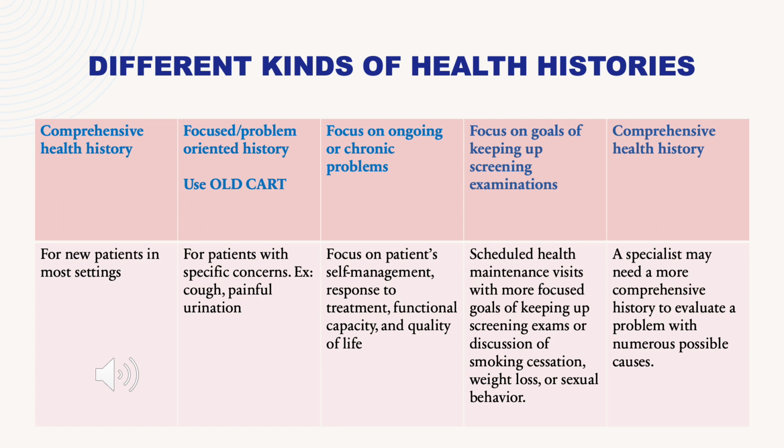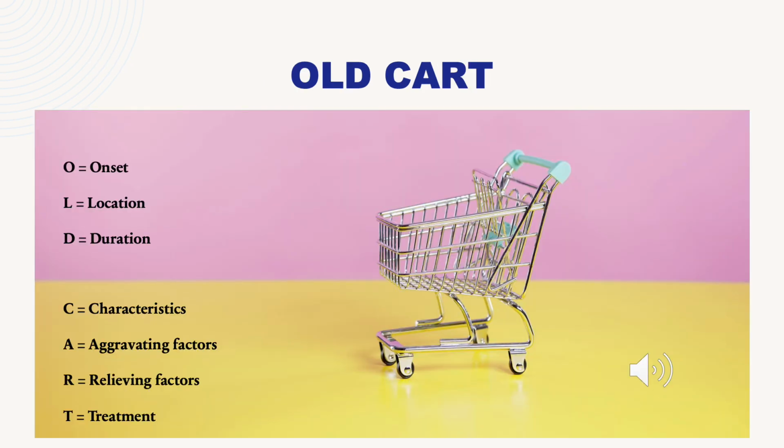You will use the mnemonic OLD CART, which stands for onset, location, duration of the symptom, as well as any accompanying symptoms, aggravating or relieving activities, and what the patient has tried for treatment must be discussed. Here's a slide for OLD CART: onset, location, duration, characteristics, aggravating factors, relieving factors, and treatment.